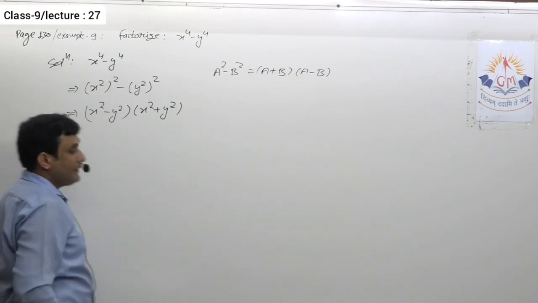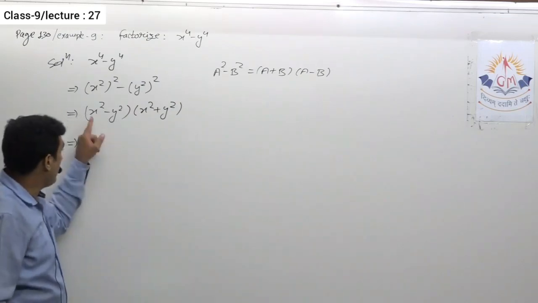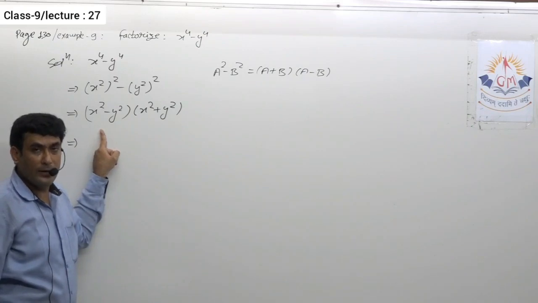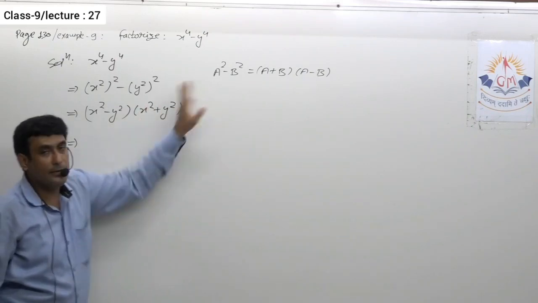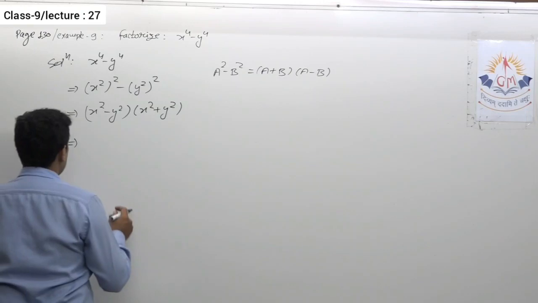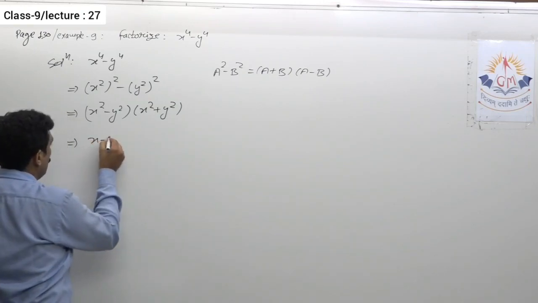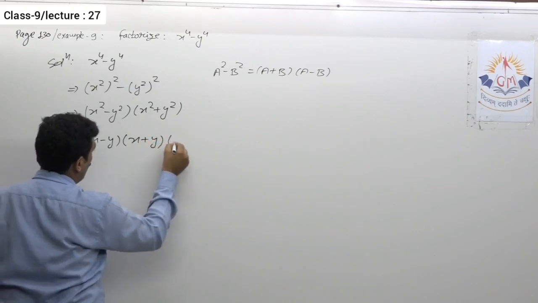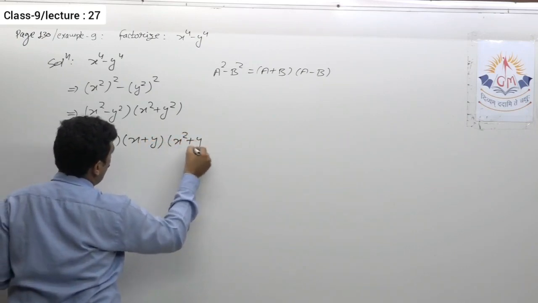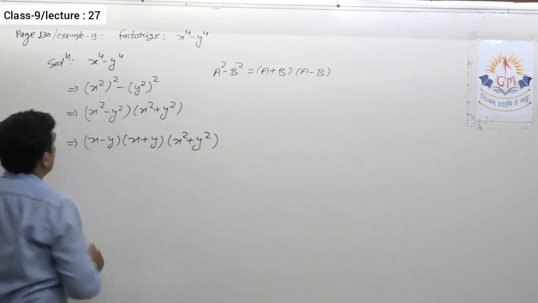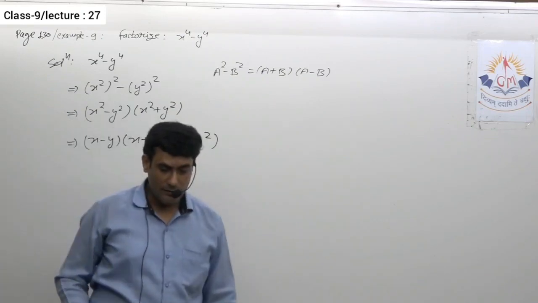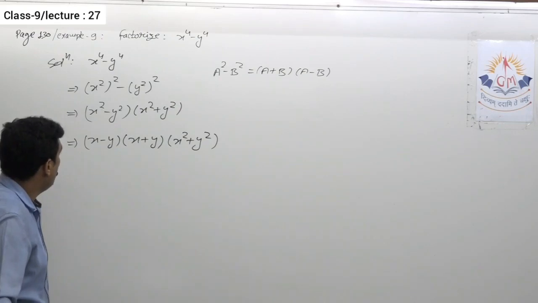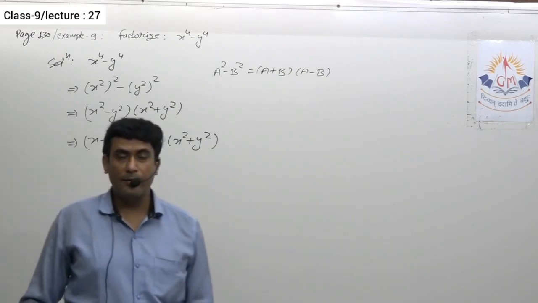Now further it can be factorized because again we have the difference of two squares. Whenever you find the difference of two squares, you can apply this identity. So this can be written further as x minus y, x plus y, x square plus y square. So these are the factors of the given expression. Please note it down, then we will see the next question.